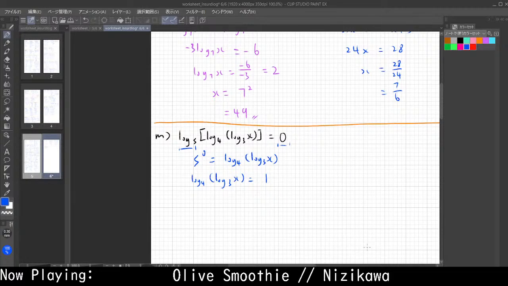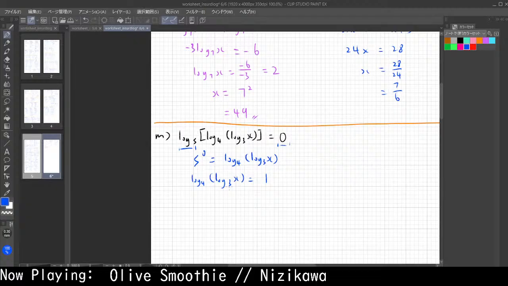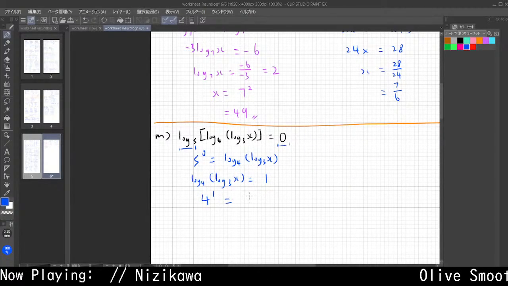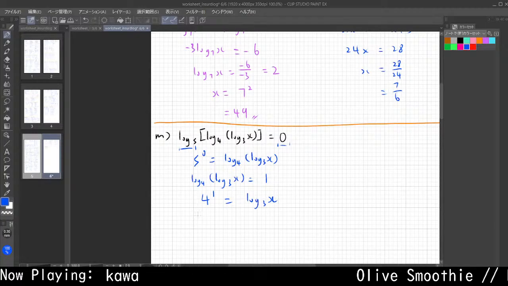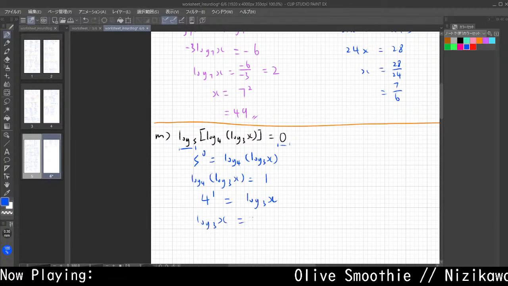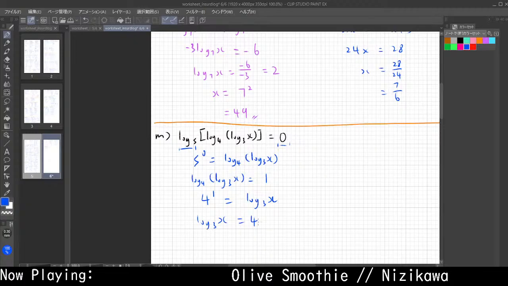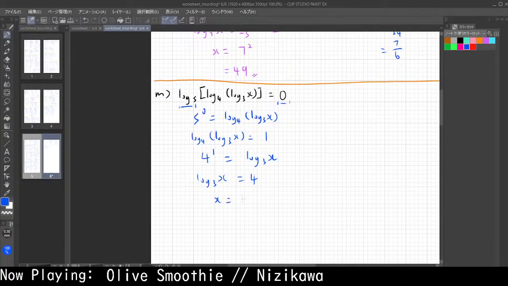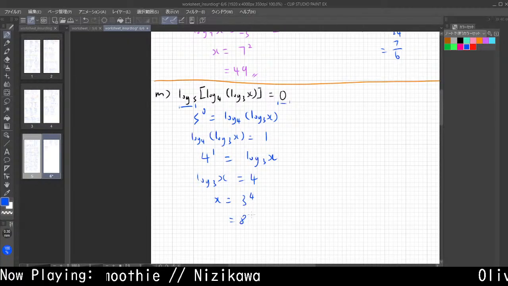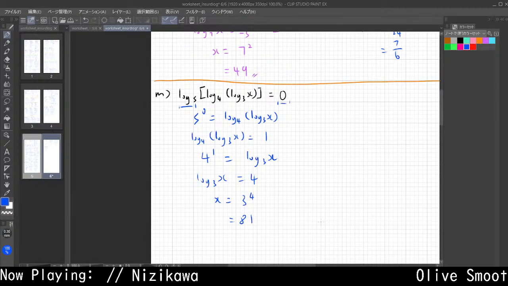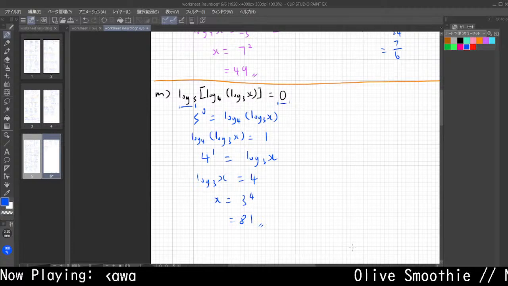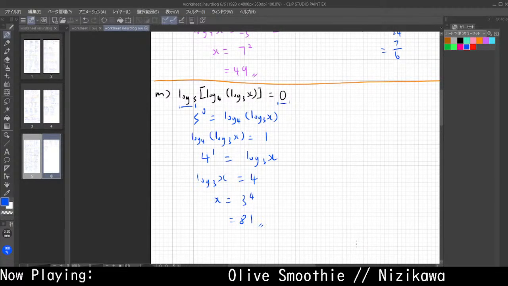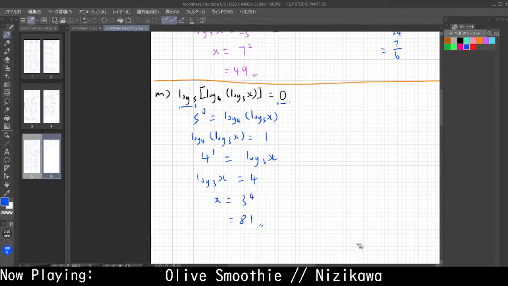So you repeat this process. Log base 4 of something equals 1, becomes 4 to the power 1. This equals to log base 3x. Log base 3x equals to 4. At this point you can just proceed. x equals to 3 to the power of 4. This equals to 81. That's your answer. M looks weird, but it's actually the simplest out of all the questions. Okay, so that is that.